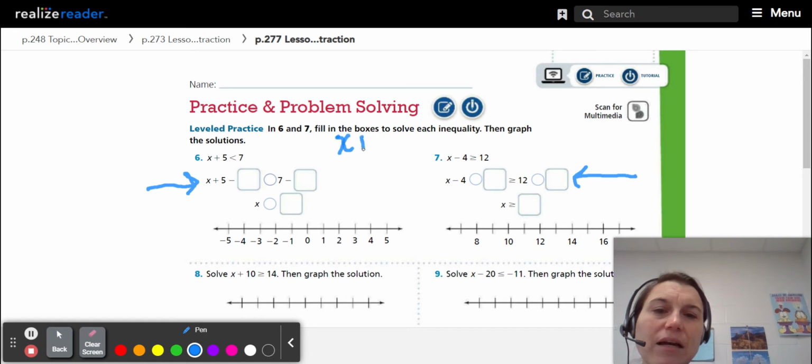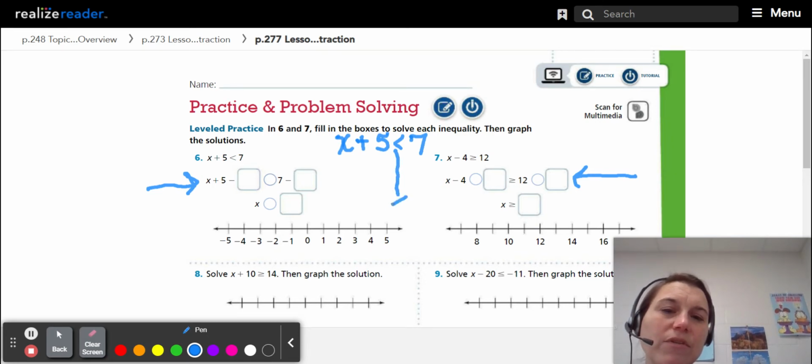So x plus 5 is less than 7. So when I solve an inequality, what I'm going to do is I'm just going to pretend like it's an equation. And I'm going to treat it the same way, except when I bring this down, I'm just going to bring this inequality symbol down until I check it at the end. Then I'm going to solve.